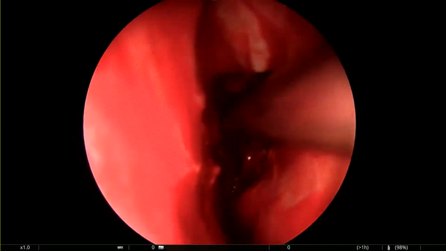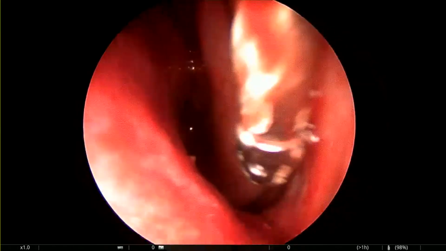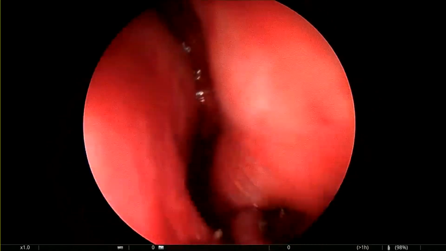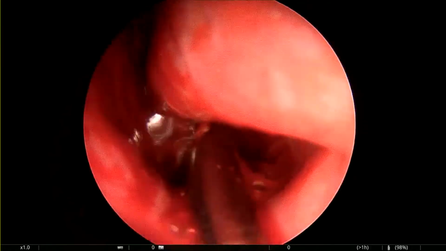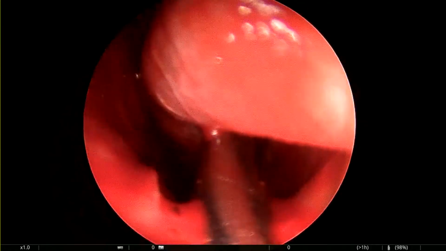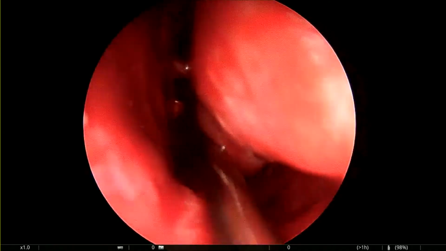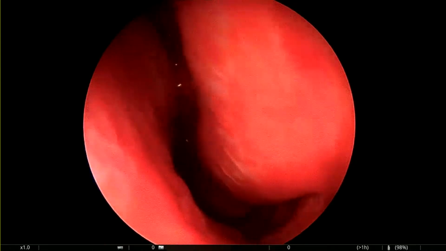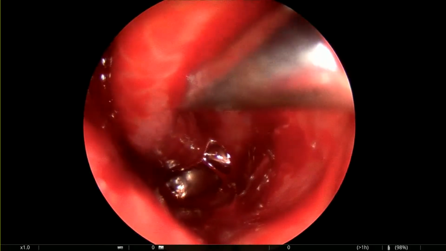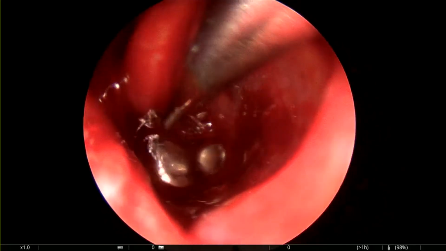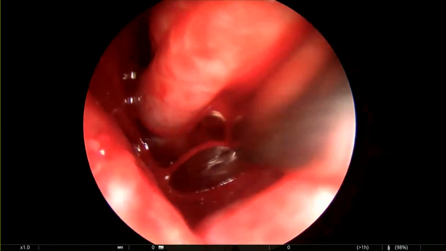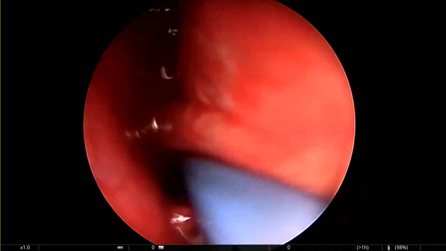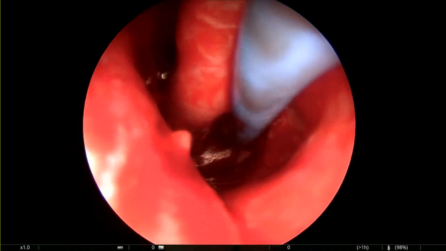Okay. And I'm going to elevate here the inferior turbinate, like that. Okay. Spatula, elevator. Okay. Electrocautery device. And I'm going to cut here the mucosa. Okay.